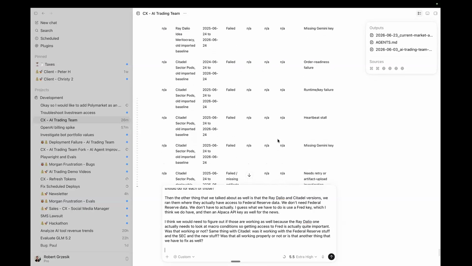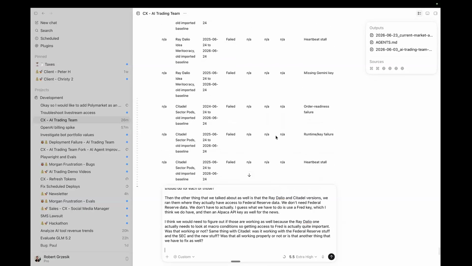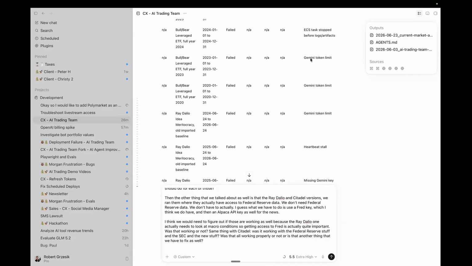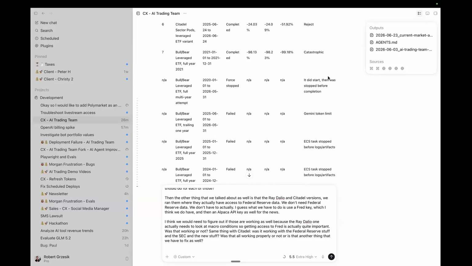Anything else that you guys would want to look at here? We seem to have failed a lot of backtests, so I think there's some sort of issue that we've got to deal with. Yeah, we hit the Gemini token limit. I think that's this bug that we've got to fix. Anything else you guys want to look at with all these?